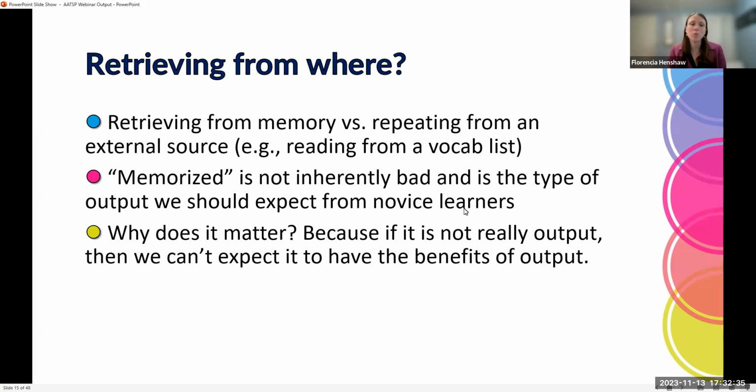Because if it's not really output, we cannot expect it to have the benefits of output. It doesn't mean that it's good. It doesn't mean that it's bad. It just means it's not output. So if your students are simply not ready for output, so all you're doing is input, that's okay.